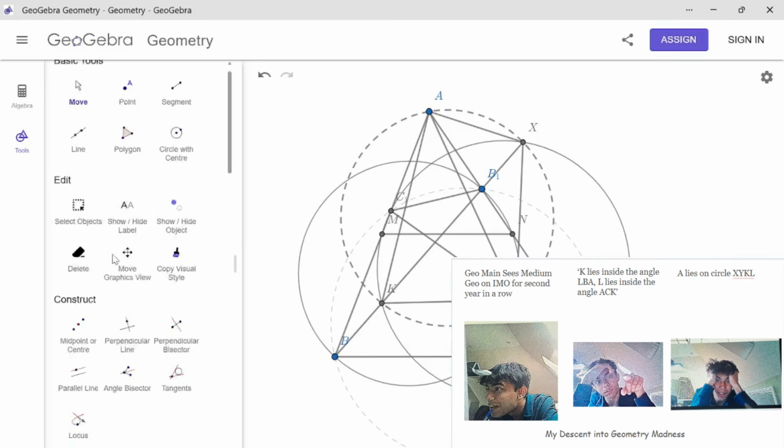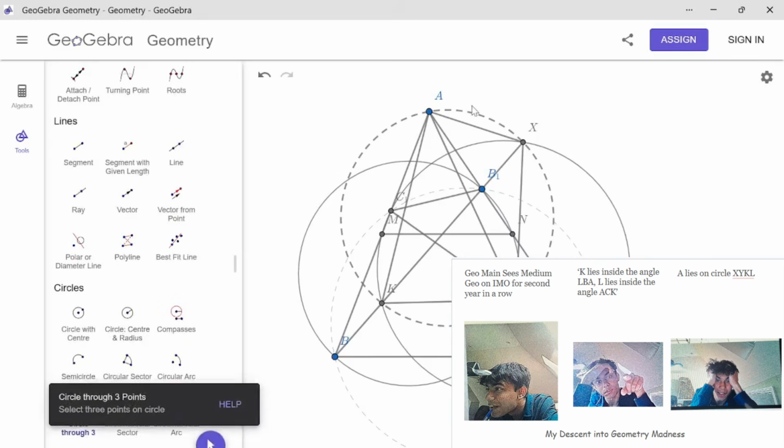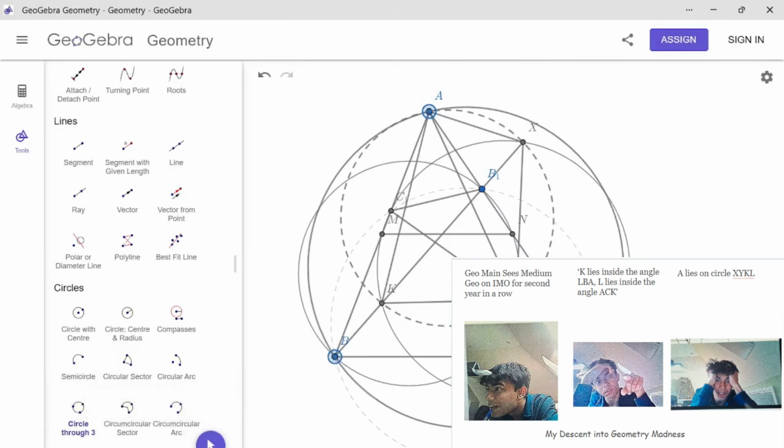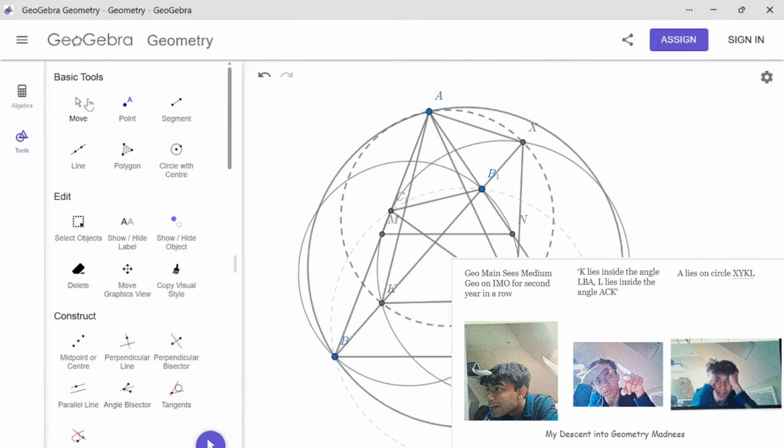Maybe consider the circle ABC. I don't know, I'm just thinking random stuff. Maybe extend BN and CN. You know, extend BL. No. Yeah.